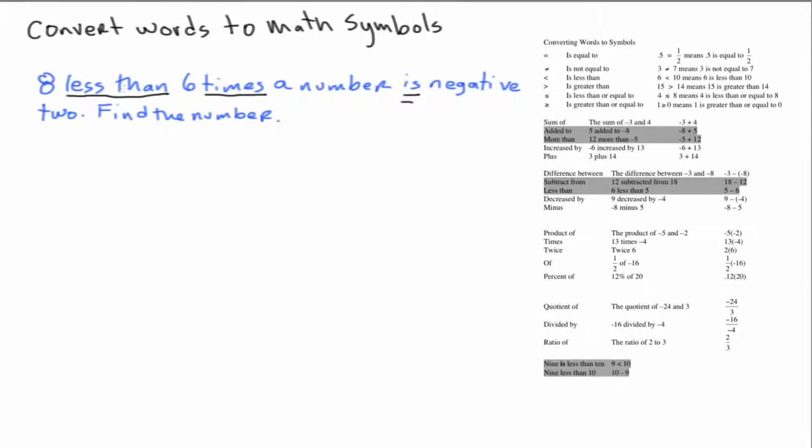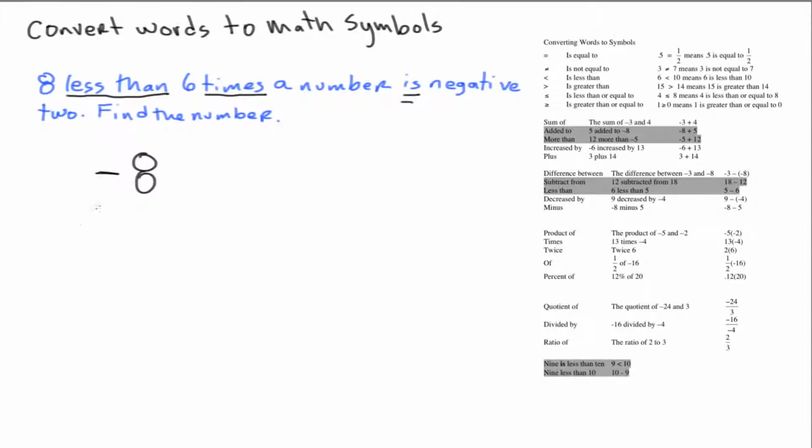We have less than. If we look over here in the subtraction area, we have less than. It gives us an example: 6 less than 5 is 5 take away 6. Notice that they moved the numbers over. So in the English version, you have the 6 first, and then the 5, and then the less than in the middle. But in the mathematical expression, they changed it. Okay, so in this case, it says 8 less than 6 times a number. So 8 will be here on the right.